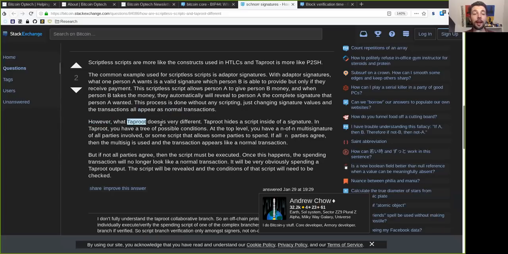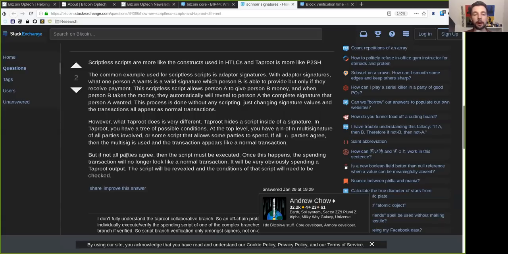However, what Taproot does is very different. Taproot hides a script inside of a signature. In Taproot, you have a tree of possible conditions. At the top level, you have an N of N multi-signature of all parties involved, or some script that allows some parties to spend. If all N parties agree, then the multi-sig is used and the transaction appears like a normal transaction. It even looks like a single signature, although it is a multi-sig.